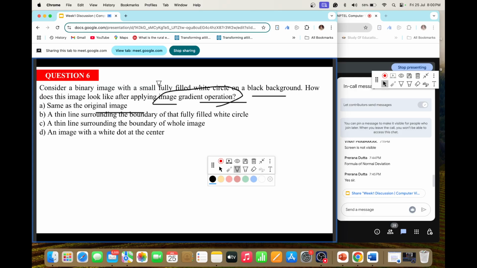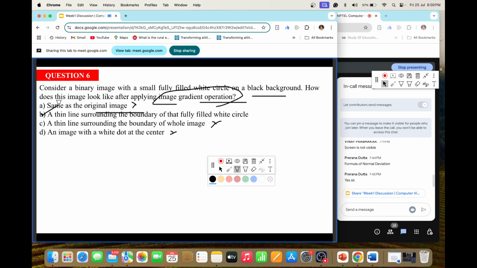Our original image is nothing but a black background with a white circle. So what will happen? Same as the original one? No, it will never happen. A thin line surrounding the boundary of the fully filled white circle. I think this is the answer. A thin line surrounding the whole image? No, that is not the answer, and this is also wrong. An image with a white dot at the center? This is also wrong. So option B is your correct answer.